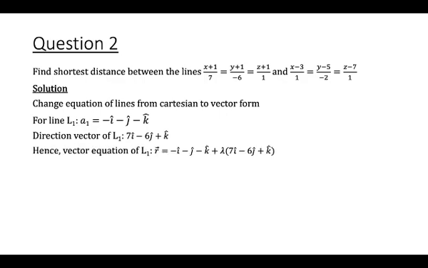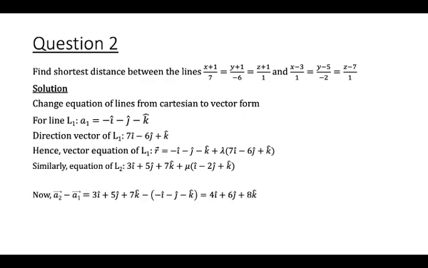So equation of first line is vector r equal to minus i minus j minus k plus lambda into (7i minus 6j plus k). Similarly, equation of second line L2 is vector r equal to 3i plus 5j plus 7k plus mu into (i minus 2j plus k). I hope you can find easily vector a2 minus vector a1, and we get 4i plus 6j plus 8k.